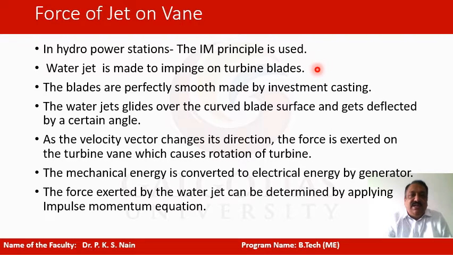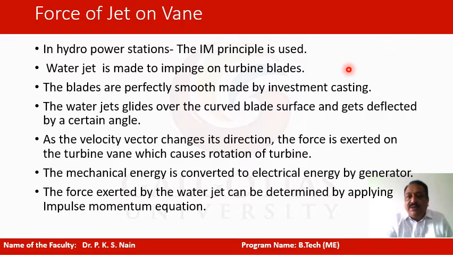So what is the first stage? The water jet is made to impinge on the turbine blades. When it comes in contact with the turbine blade, it glides over the blade. The blades are perfectly smooth as they are made by a manufacturing process with very low surface roughness and high surface finish, and that method is very costly. It is known as investment casting. So the turbine blades are made by investment casting. They are extremely smooth, so the coefficient of friction is very, very low, and hence the water jet glides over the curved blade surfaces and gets deflected at a certain angle.